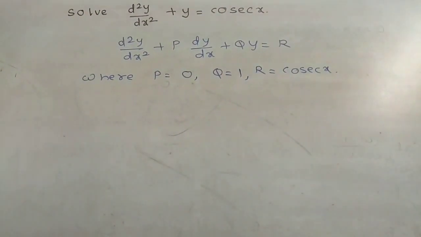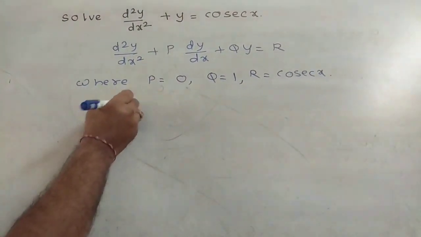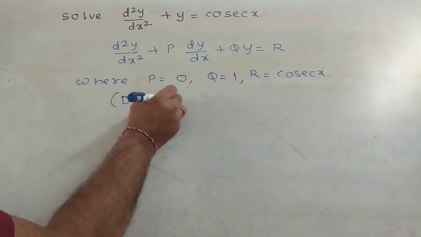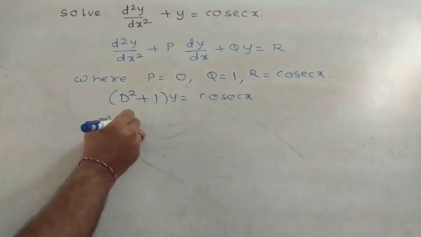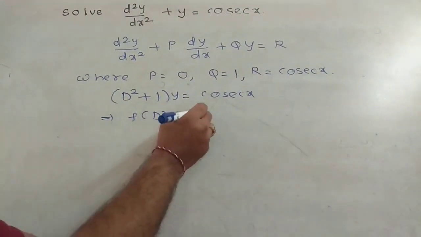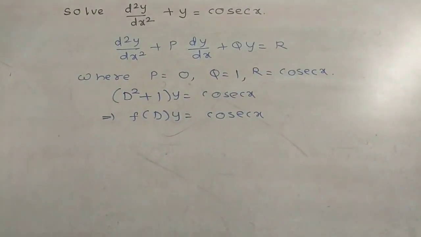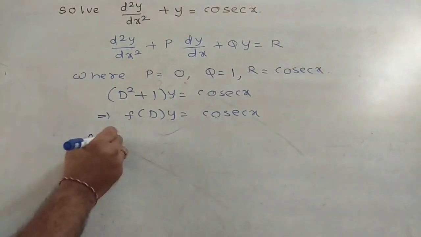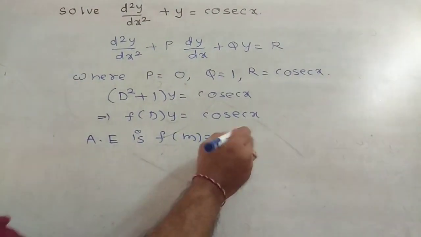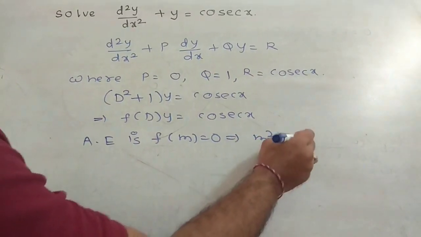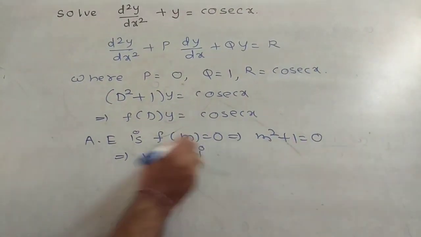First you write it in the symbolic form: d square plus 1 of y equal to cosec x. This is exactly f of d of y equal to the right hand side, which I am just writing as cosec x. Now find the auxiliary equation, f of m equal to 0. That gives m square plus 1 equal to 0. So what are the values of m? It is plus or minus i.